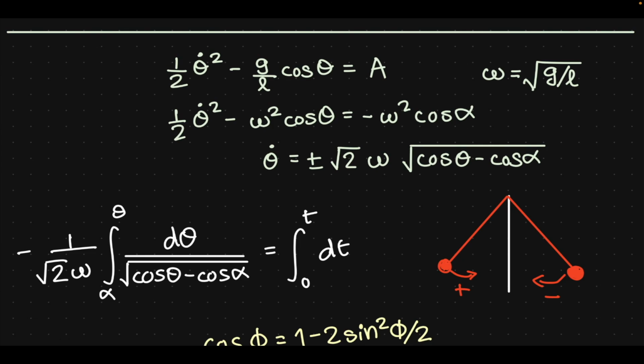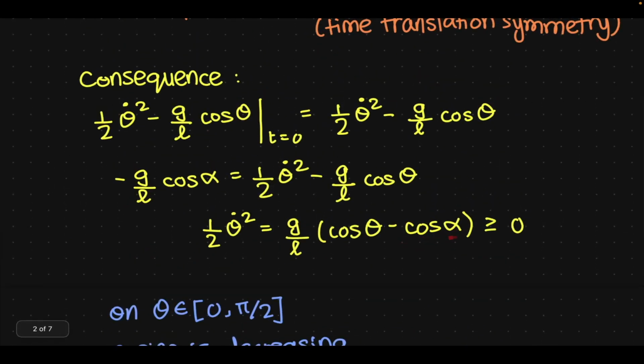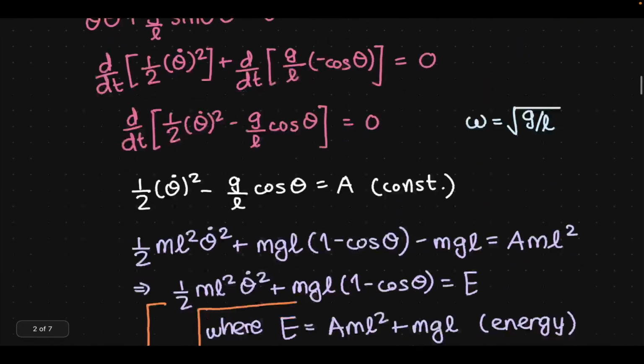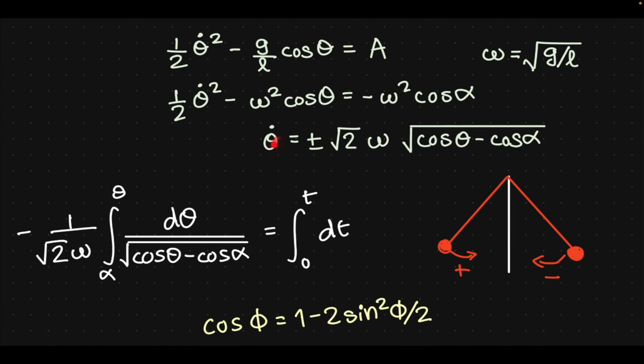Okay, now let's actually try to solve and evaluate this problem. So we have this equation where a is a constant. Now we're finally going to plug in omega equals square root of g over L. So we have 1/2 theta dot squared minus omega squared cosine theta equals negative omega squared cosine alpha, which is basically the value of a from before. Anyway, so theta dot now, to consider both branches of the solution, is plus or minus square root 2 omega times square root of cosine theta minus cosine alpha.